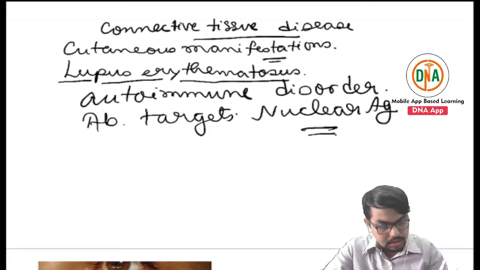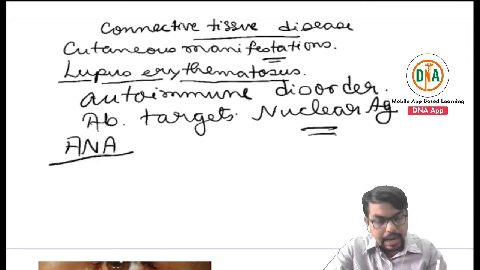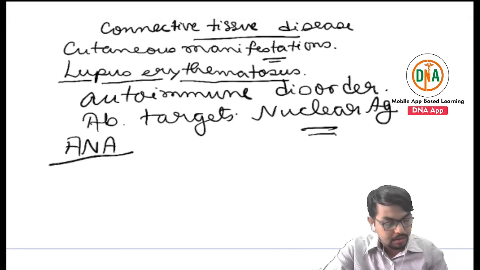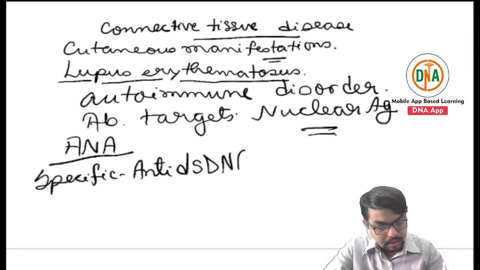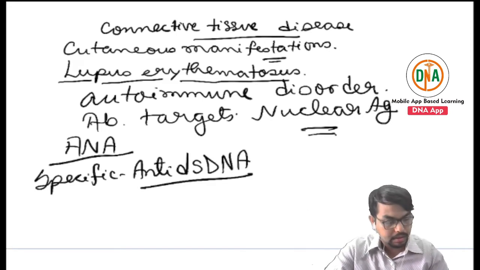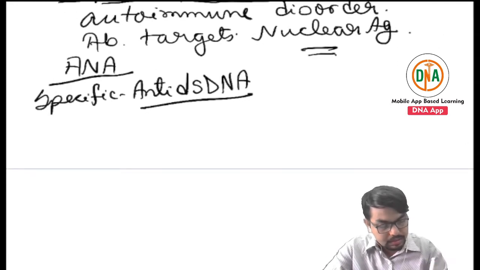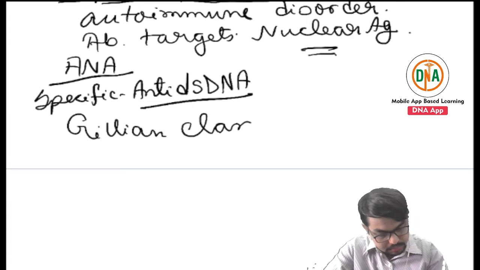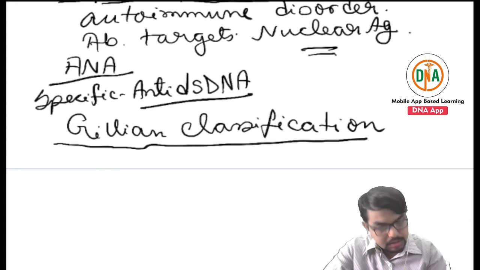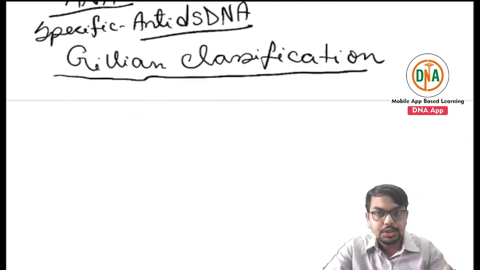We test anti-nuclear antibody most commonly. Most specific is anti-dsDNA. Now the skin manifestations of lupus erythematosus are classified by using the Gilliam classification. Gilliam classification is used to classify the skin manifestations of lupus.